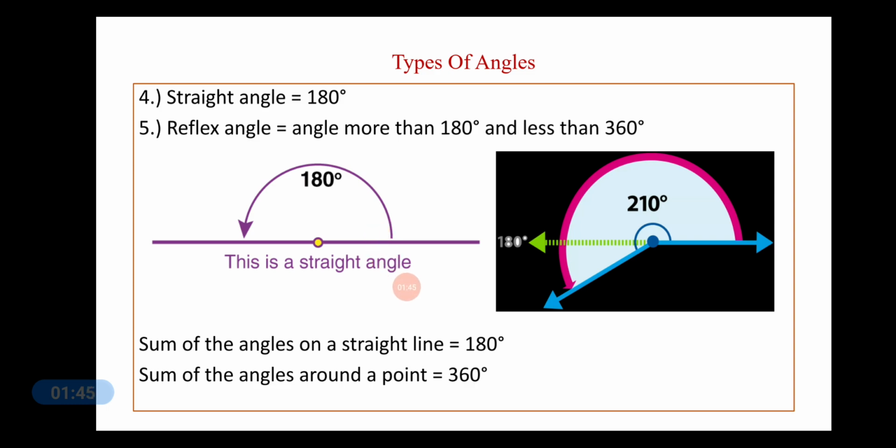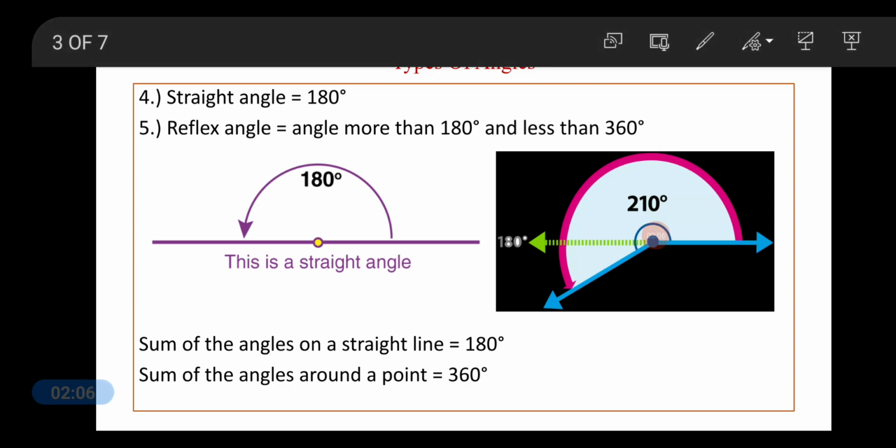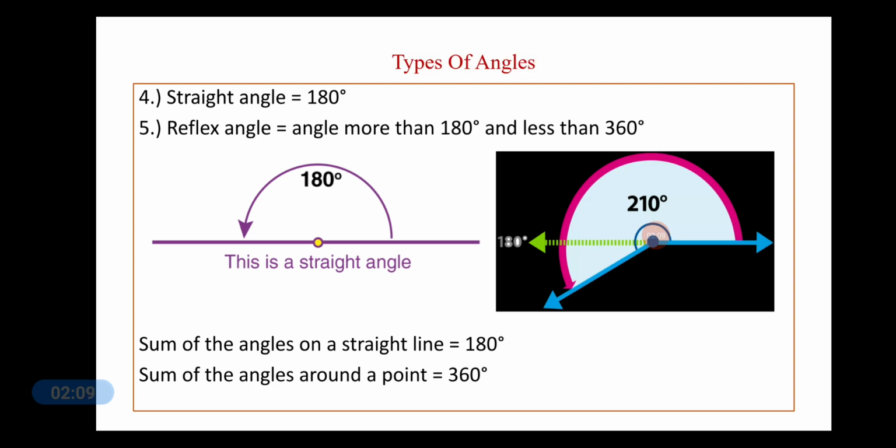A reflex angle. Now, angles which are more than 180 degrees but less than 360 degrees. You know that 180 degrees means a straight angle and 360 degrees is a complete angle. As you can see in this figure, this point has a whole number of angles around it. This total angle is 360 degrees, which is a complete angle.